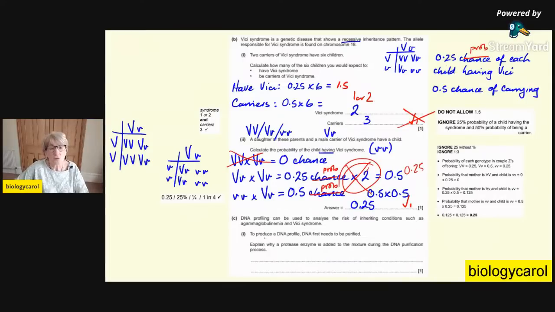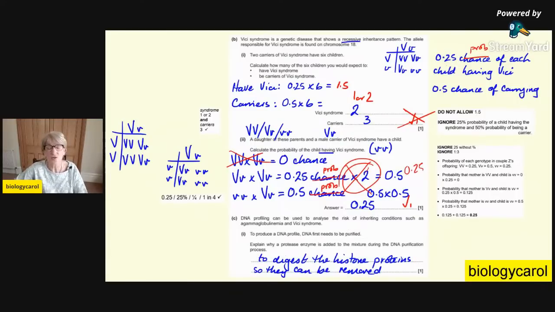Anyway, okay, moving on. DNA profiling can be used to analyze the risk of inheriting conditions. To produce a DNA profile, DNA first needs to be purified. Explain why a protease enzyme is used in the DNA purification. Well, that's because when DNA is packaging itself up in the cell, it associates with histones, which are proteins. So if you need to purify the DNA, you want to get rid of the histones. In other words, digest them away.